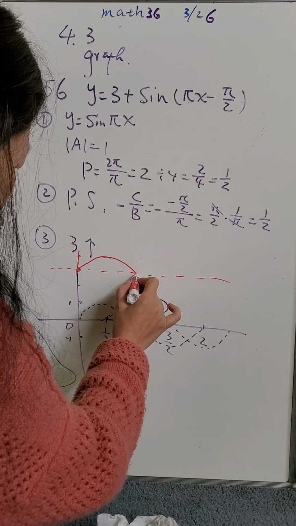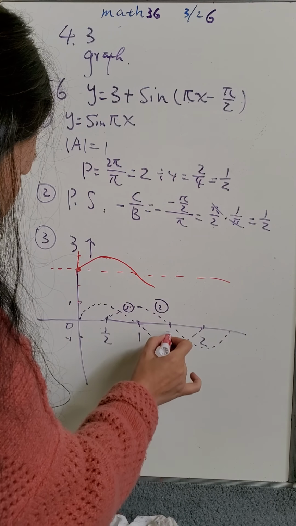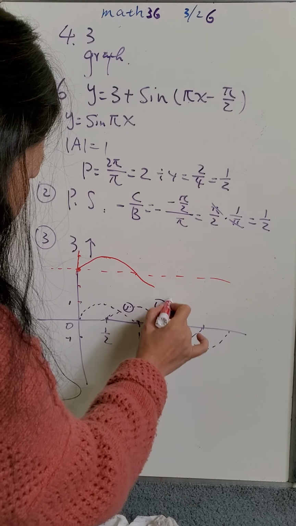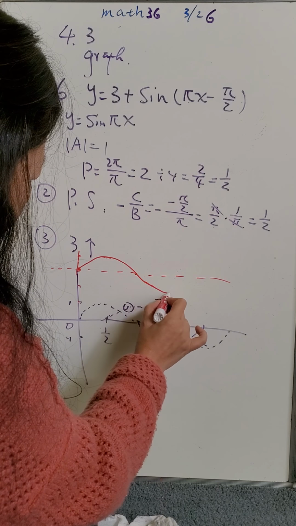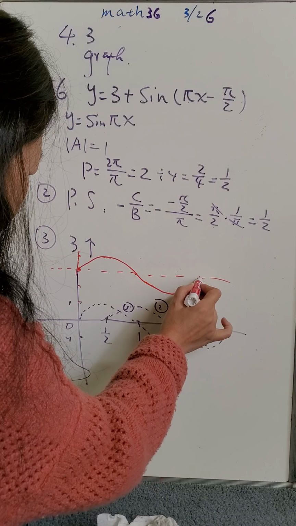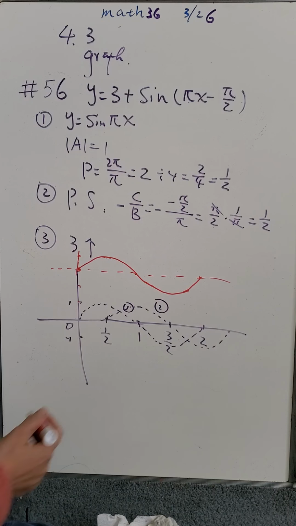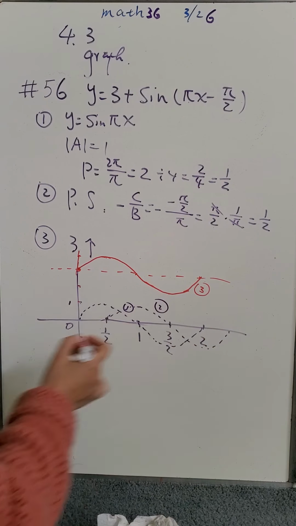Okay. And this is to be 2 on this part. And that goes here. Okay, so that's your number 3 graph, the red one.